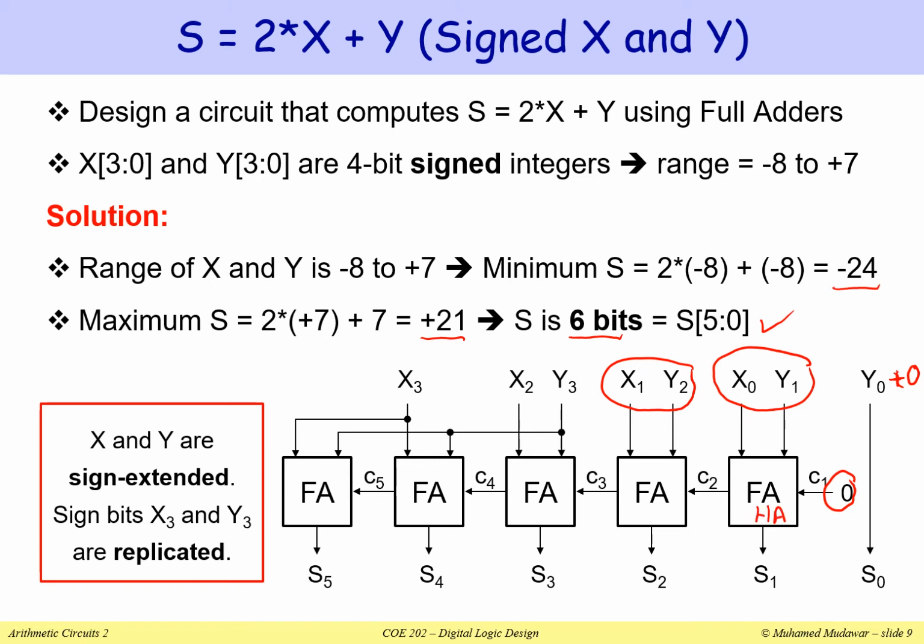Finally, you can see how X3 is replicated, because this is called sign extension. So we are replicating the sign bit X3. And notice that Y3 is also replicated. So this is sign extension. So we are doing sign extension for X3, and so for X and for Y. So X3 is replicated and Y3 is replicated. And the final sum consists of 6 bits, S5 down to S0.